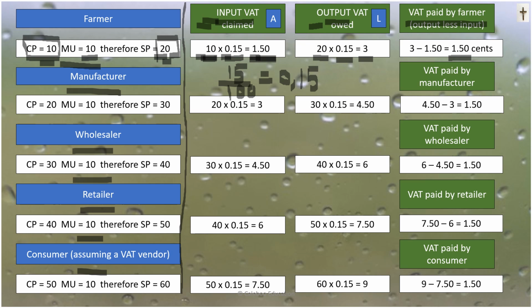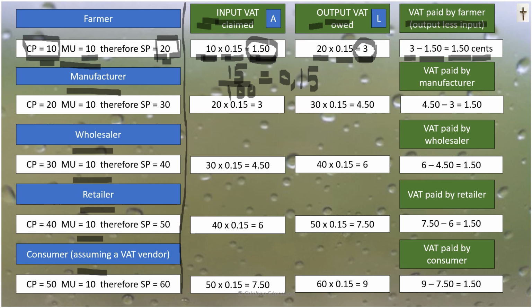Then what happens is the farmer does a VAT return. Let's assume he's doing a VAT return every 2 months. We take the output VAT, subtract the input VAT. So output VAT subtract the input VAT is equal to R1.50. And R1.50 is paid over to SARS.